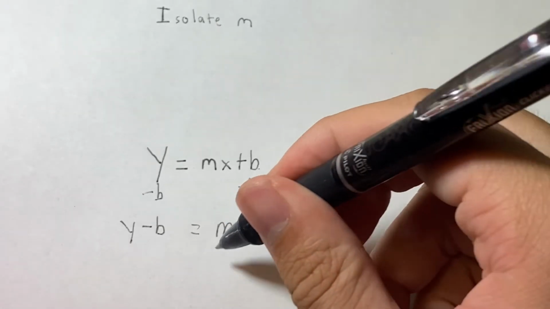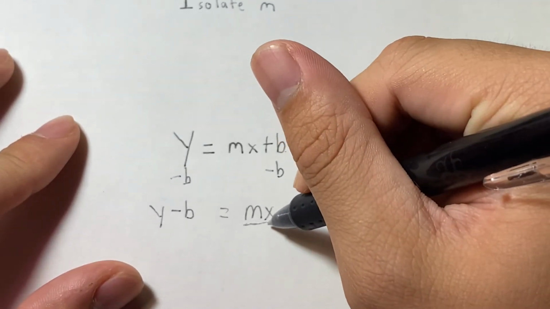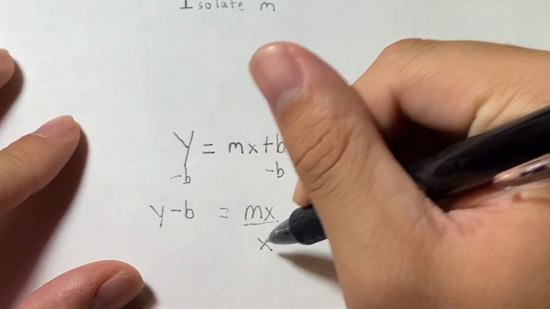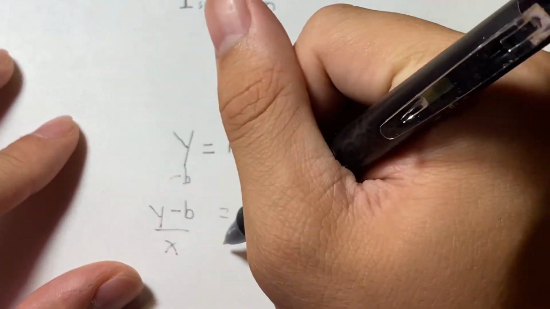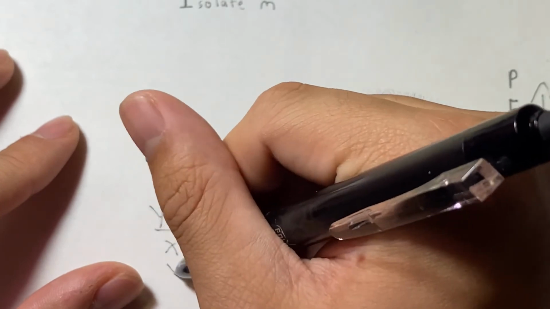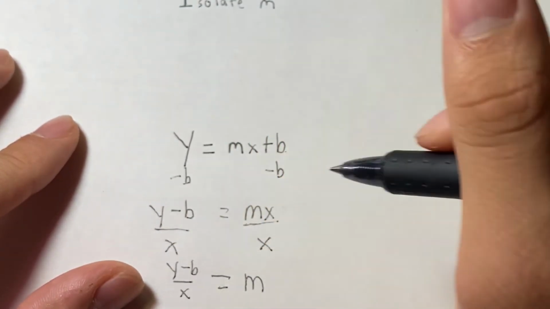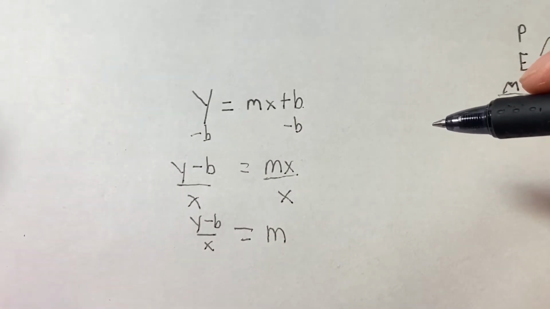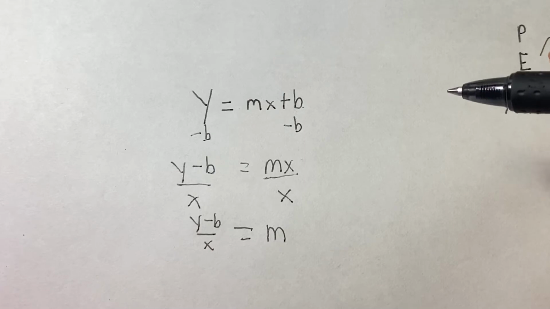And since we're isolating m, we have to get rid of x. So to get rid of multiplying by x, you divide by x. Again, once you do this on one side, you have to do the other. So on the left side, we have y minus b over x equals m. And that's how you rewrite the formula to isolate m, or to kind of solve for m.